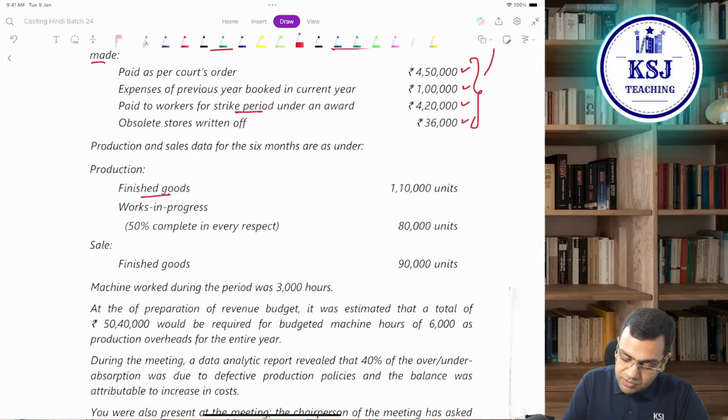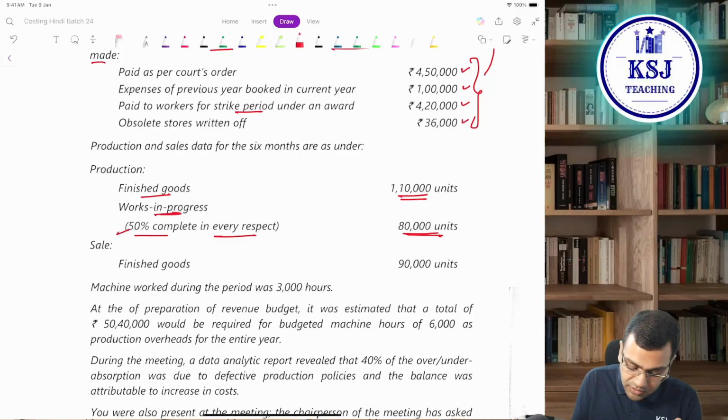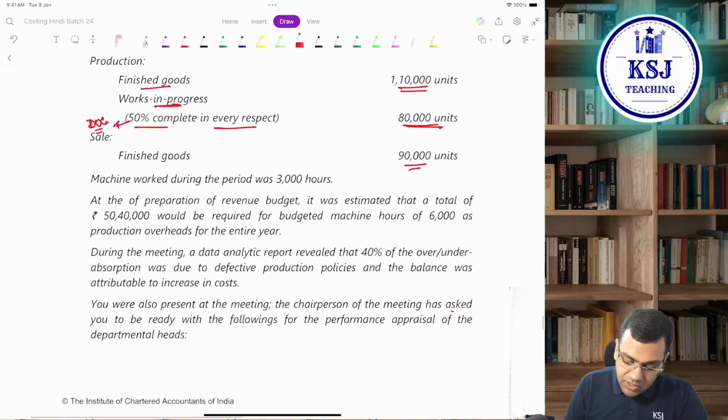Production is finished goods of 1,10,000. This is what you produced. Work in progress 50% complete in every respect, 80,000 units. Now it doesn't mean that 40,000 units are complete. It means the cost equivalent to 40,000 units has been incurred, right? So this 50% is your degree of completion which is given to you. Sale, finished goods is 90,000 units. Machine worked during the period was 3,000 hours.